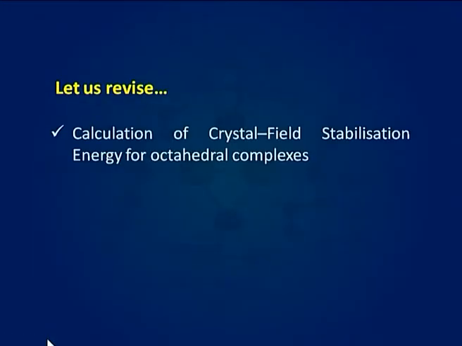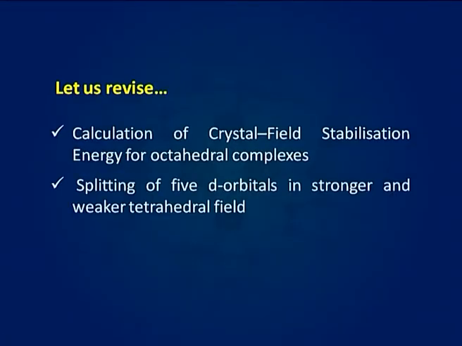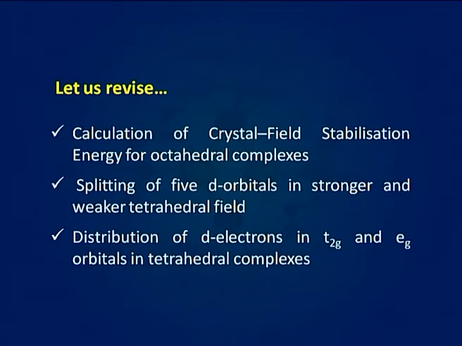So, this was the detailed distribution of d electrons in T2G and Eg orbitals in tetrahedral complexes in the influence of strong field ligand and also in the influence of weak field ligand. In the end, let us revise what we have discussed today. Today we discussed calculation of crystal field stabilization energy for octahedral complexes, splitting of 5 d orbitals in stronger and weaker tetrahedral field, distribution of d electrons in T2G and Eg orbitals in tetrahedral complexes.